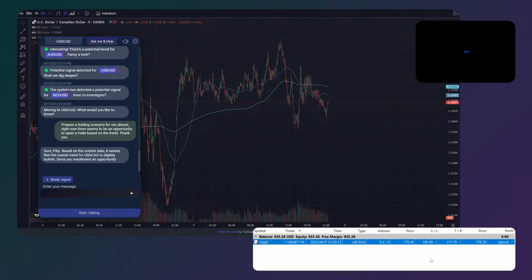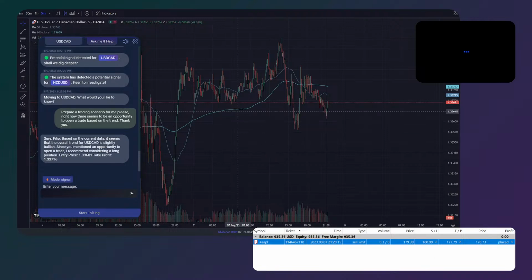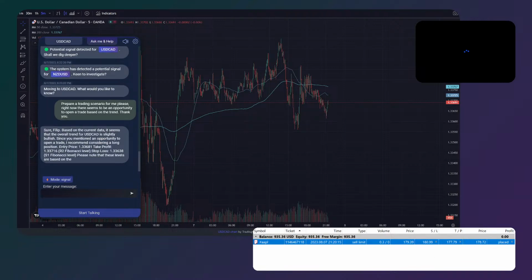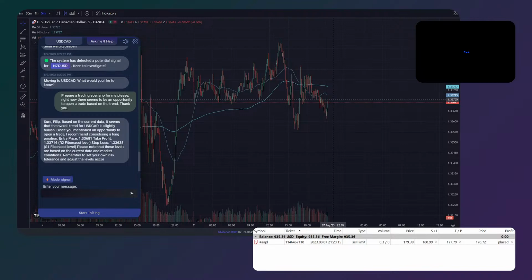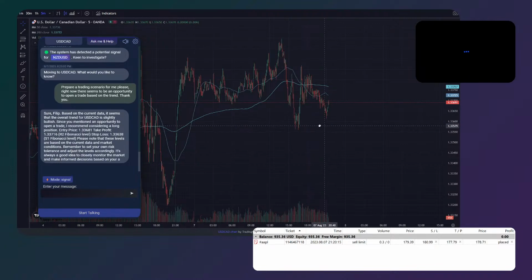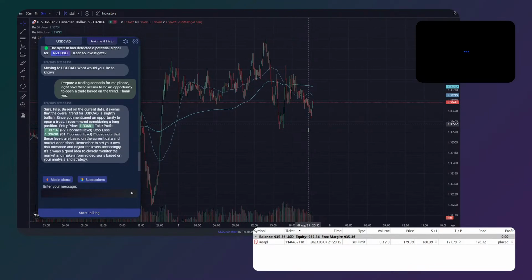Sure, Philip. Based on the current data, it seems that the overall trend for USD CAD is slightly bullish. Since you mentioned an opportunity to open a trade, I recommend considering a long position. Entry price, 1.33681. Take profit.